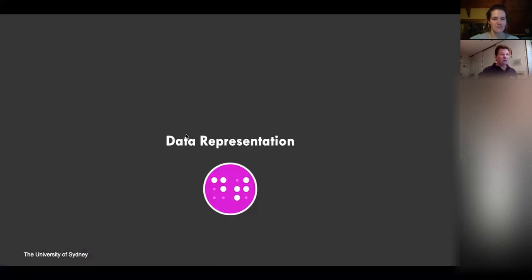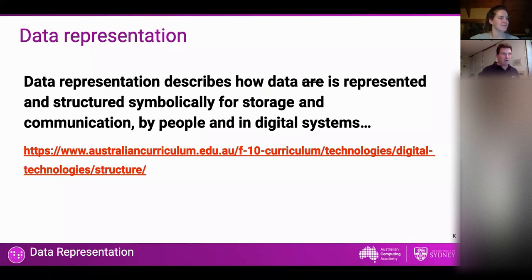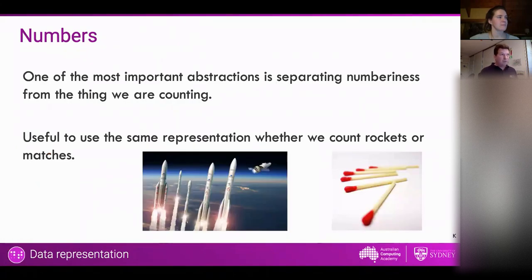Right, so data representation, recap. You would remember from the last session, if you've attended it, that data representation describes how data is represented and how it's been structured symbolically so that we can store it, that we can communicate, that we can use this not just by digital systems, but also by people. That's the overarching topic of data representation. From there, one of the representations is numbers. And for us from the digital systems perspective today, it's the most important abstraction, because we're separating a thing from its numberiness, as we call it. And that is very useful if you want to compare, for example, the number of rockets with the number of matches. So although these things are completely different, the numberiness is the same thing.